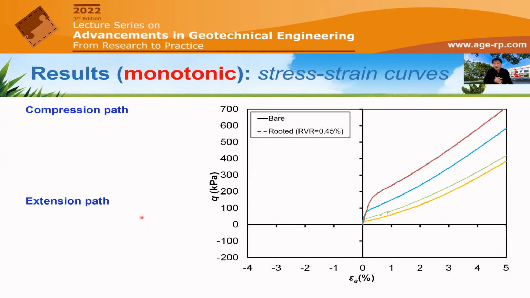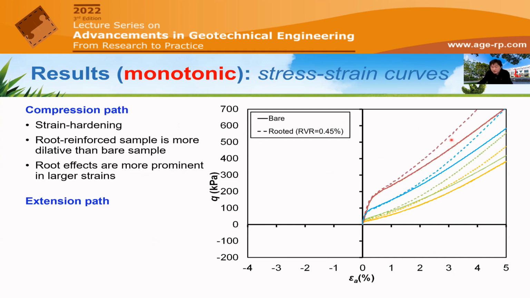Now here are the results from the test program. What you see here is the deviatoric stress-strain curve for bare soils at different confining pressures. As you could imagine, the higher the confining pressure, the higher the shear stress or shear strength provided by the soil, and you can see a strain hardening response along the compression path.